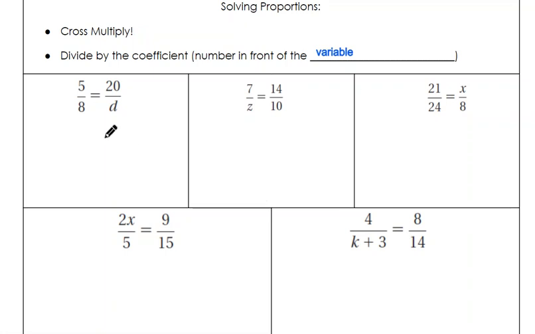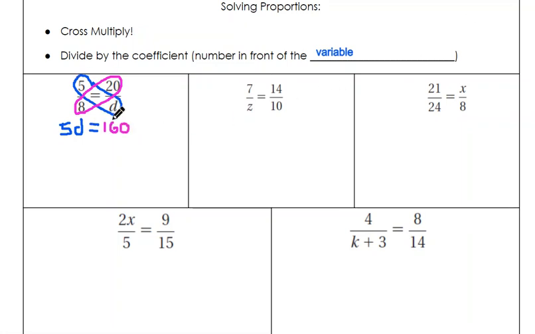Okay, let's do this one together. I would do 5 times d. Well, I don't know what d is, but I know there's really a 1 there. 5 times 1 is 5, so it would be 5d. And then I would do 8 times 20, which gives me 160.